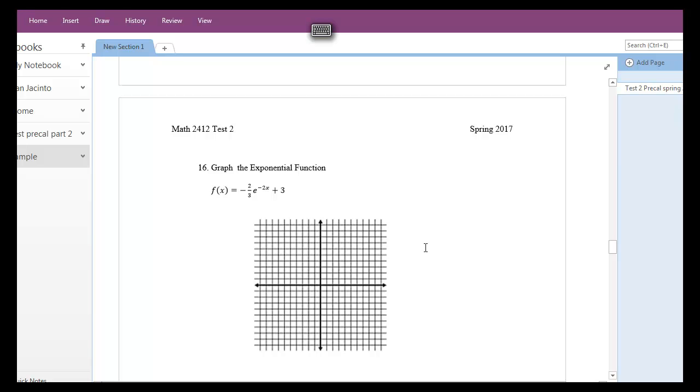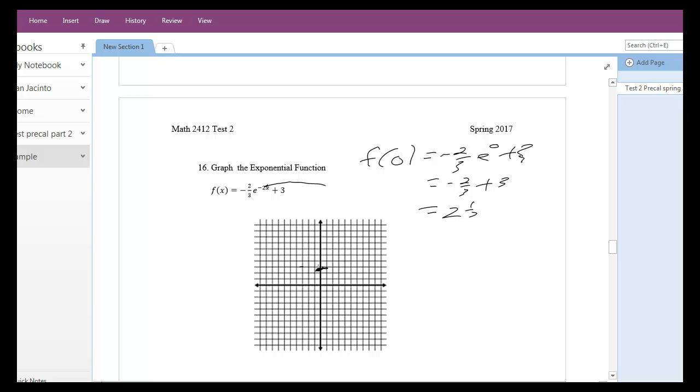Let's graph this guy. You know I'm huge whenever we graph. I'm always trying to do what? Y-intercept first. If you put a 0 right here, you get e to the 0. So f of 0 becomes minus 2/3 e to the 0 plus 3, which is minus 2/3, because that's 1, plus 3. So 3 minus 2/3 is 2 1/3. So that's about right there.